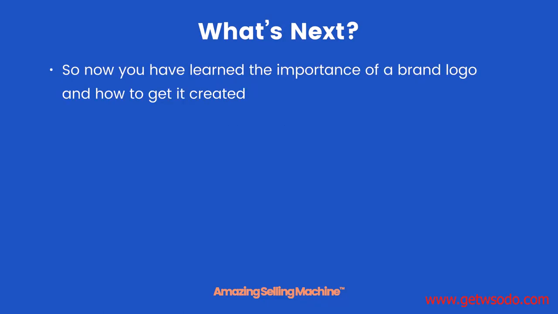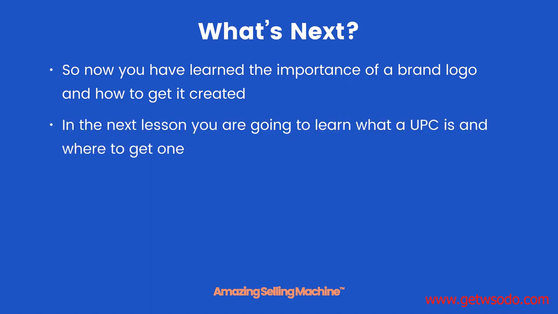So what's next? You've now learned the importance of a brand logo and how to get it created. In the next lesson, you are going to learn what a UPC is and where to get one. Action, get your logo design ordered. That's it for this lesson. Take care.